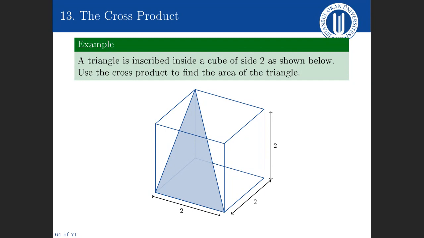If a question says use something, then you have to use this method. If you calculate the area using a different method, then you get 0 points because you didn't do what the question asked you to. If a question says use the cross product, then you must use the cross product.